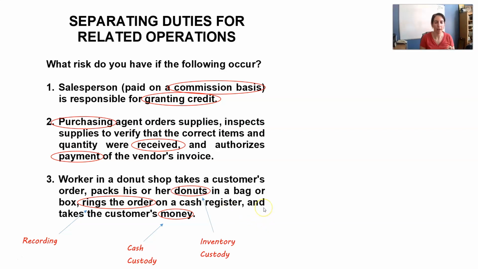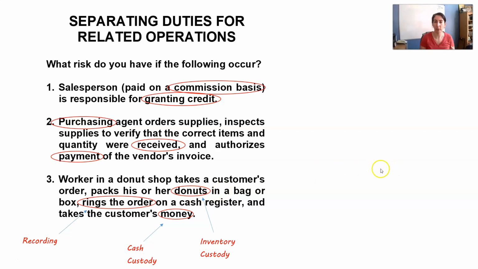How do you keep these things separate? What if you've got a small donut shop? How do you keep these things separate? How do you prevent somebody from pocketing just the cash from the order? Well, depending on the size of the business, there are controls you can put into place.